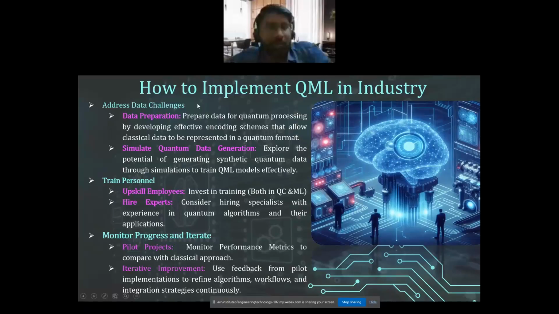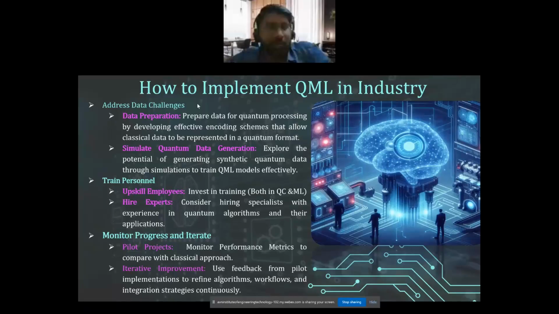Next, address data challenges. Data preparation means preparing the data for quantum processing. We need to use effective encoding schemes, and only then can it beat classical machine learning. That is very important for data preparation. And then there is simulating the quantum data generation. So these are the two data challenges.